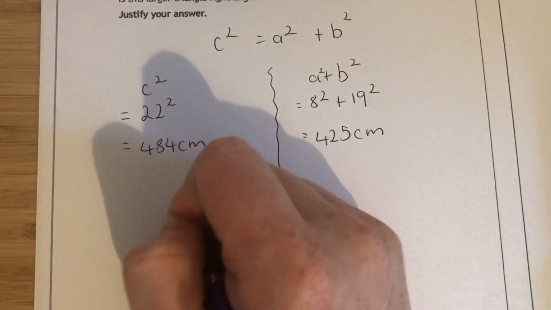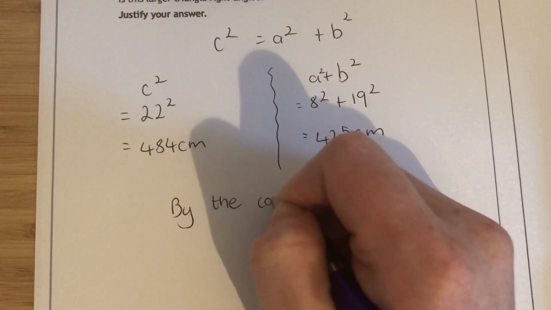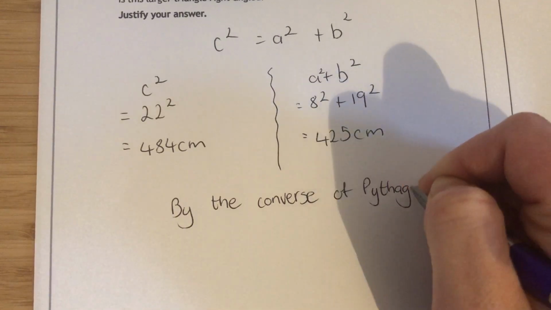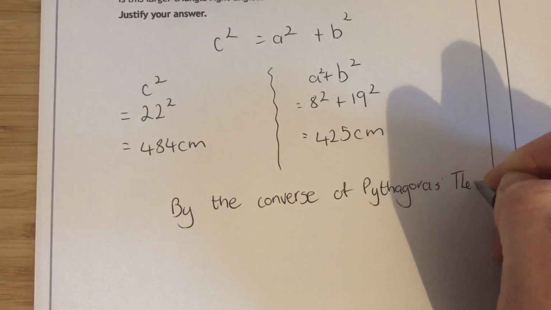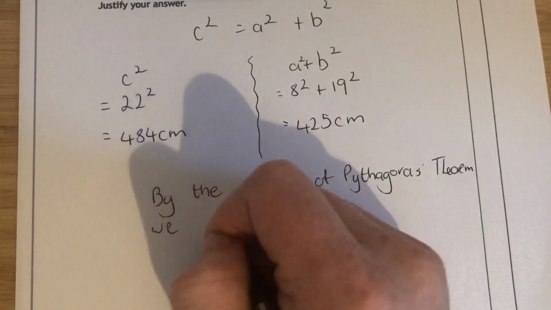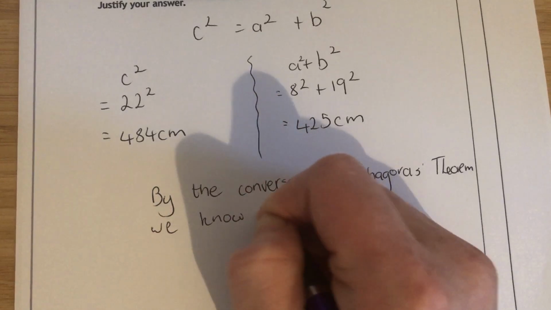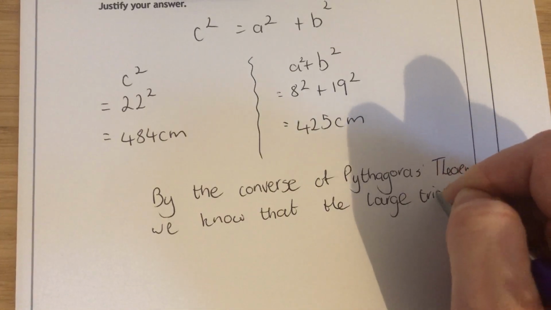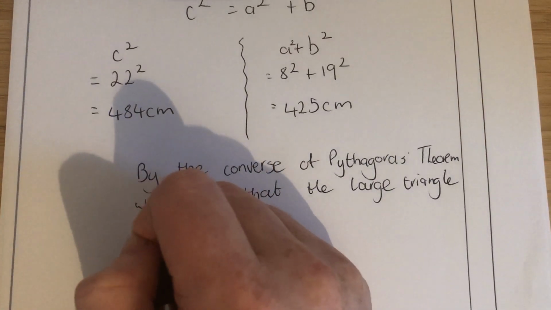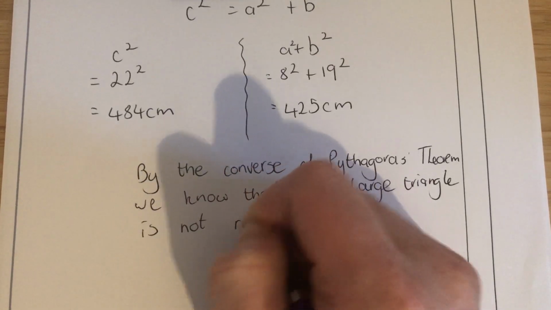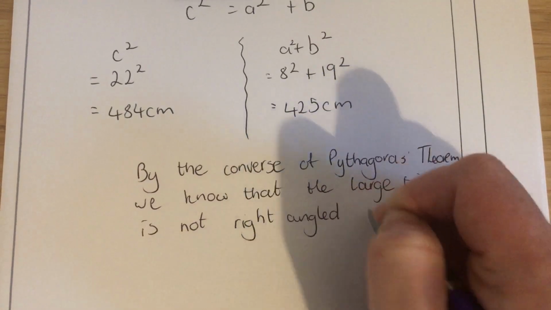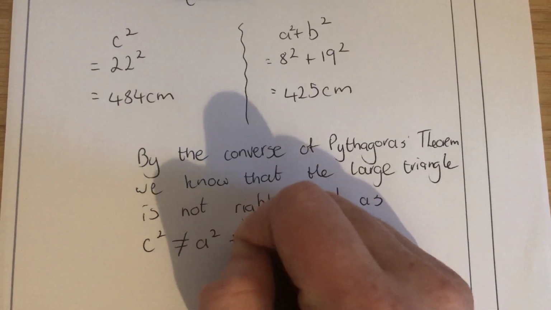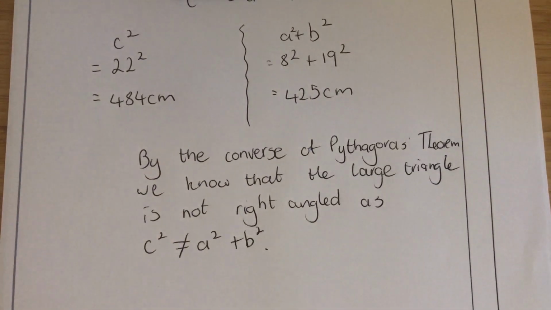So we can then write, by the converse of Pythagoras theorem, we know that the large triangle is not right angled, as c squared does not equal a squared plus b squared. And that's you for converse of Pythagoras theorem.